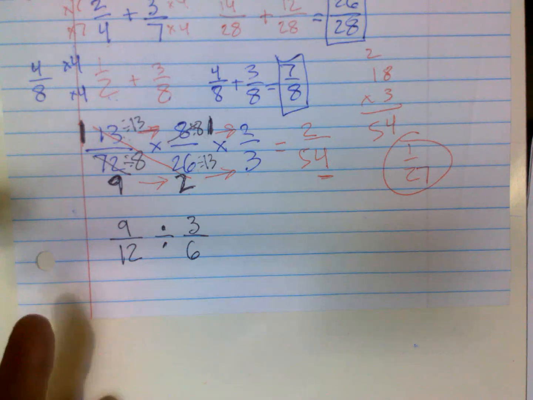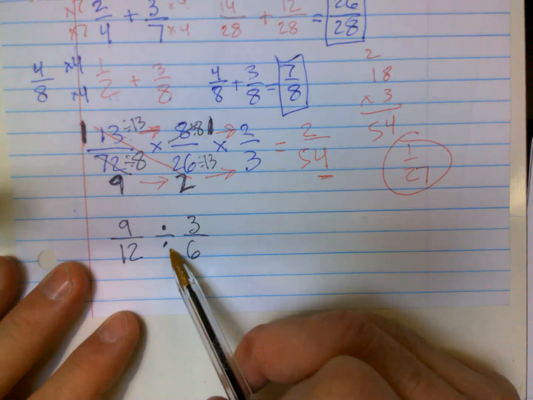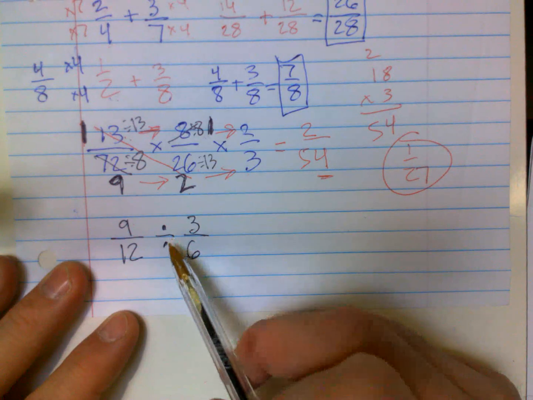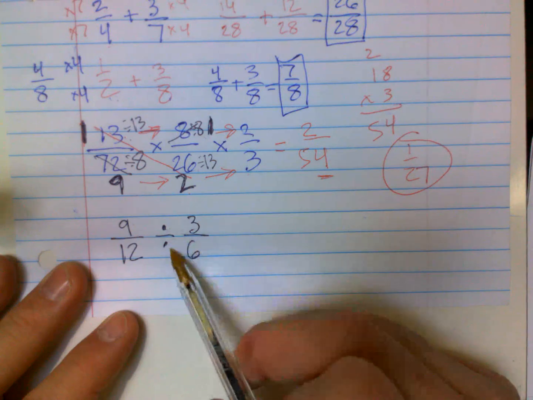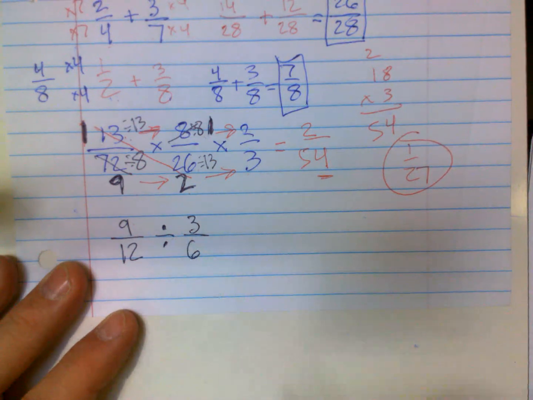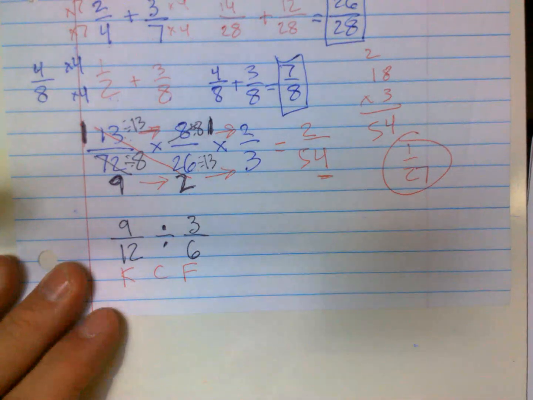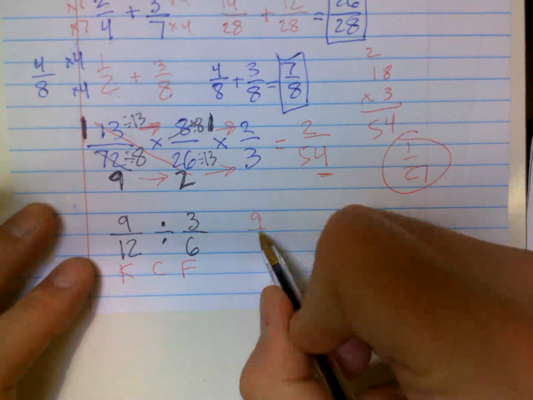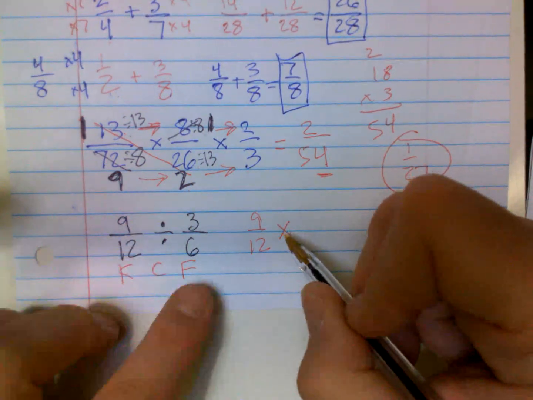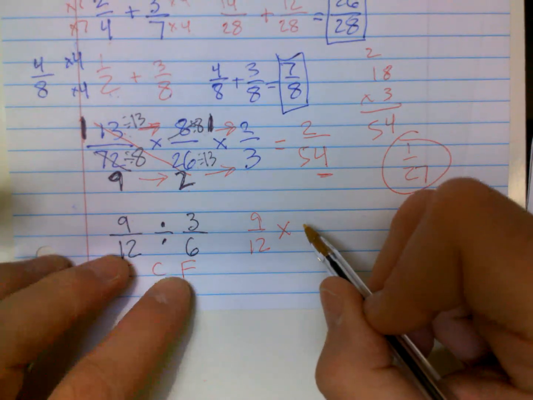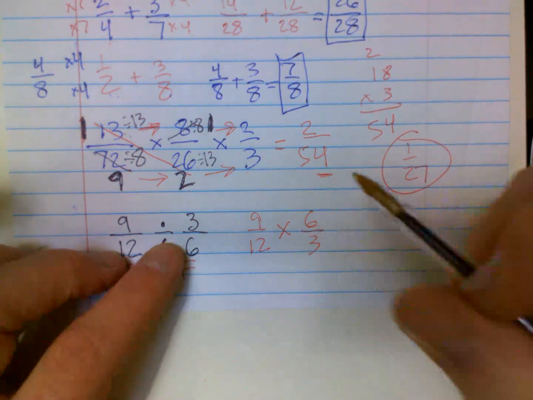We can't simplify the 3 and the 12 or the 9 and the 6 because it's not multiply. When we multiply fractions, we can simplify fractions. This isn't multiply. But some genius found out KCF or KFC, whatever you want to call it. You keep the first fraction the same. You change from division to multiplication, and you flip the reciprocal of the second fraction. So the 6 goes to the top. 3 goes to the bottom.